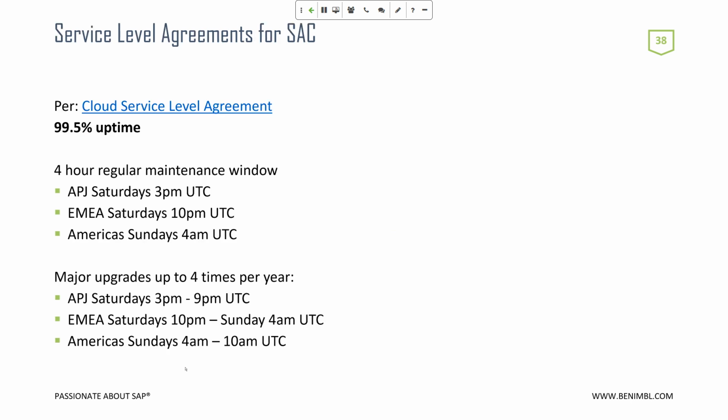Another question we commonly get is, what's the service level agreement with SAP Analytics Cloud? We have 99.5% uptime guaranteed, and what that roughly breaks down to is less than 8 hours a year of unplanned maintenance. We get 4-hour regular maintenance windows once a month, and then we get major upgrades 4 times a year. These are typically run in a specific data center that you choose, and you can see here it's run on Sundays between 4 a.m. and 10 a.m. So some things to take into account.